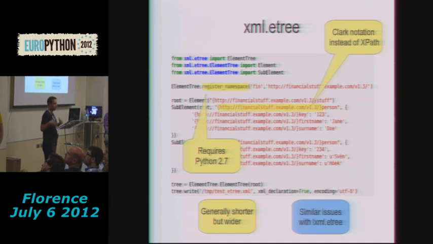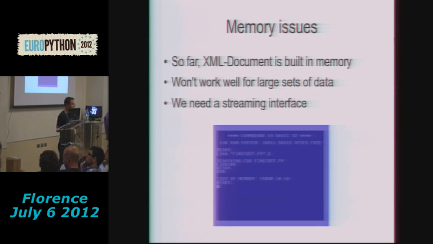Here you have to use the Clark notation to actually identify the namespace, which is very long compared to the XPath shortcuts. And you have to register the namespace, which you can only do in Python 2.7. And generally, well, it gets a little bit shorter, but it also gets much wider. And the issue doesn't improve if you use the lxml library, which is a very good, powerful library, but it also uses ElementTree. Apart from that, you generally have memory issues because you have to create the whole document in memory. If you do that with large data sets, you're not really going to be very happy.